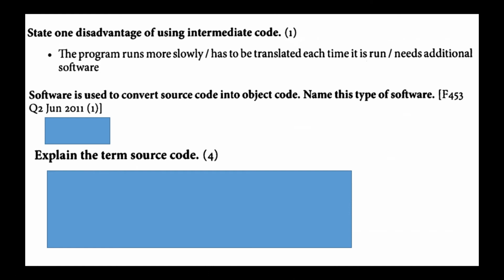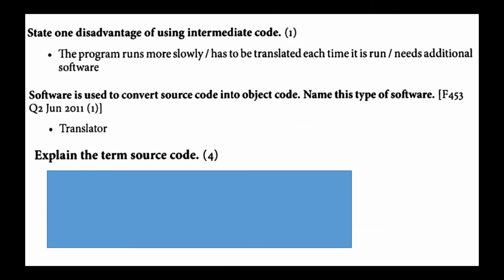Software is used to convert source code into object code. Name the type of software. And that's from June 2011. As you can see, it's actually quite a short answer. So what do you think it is? It is translator.